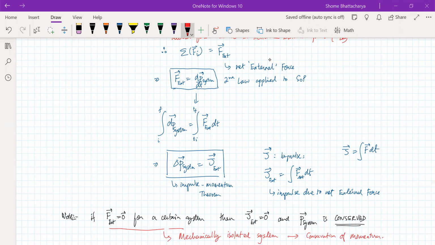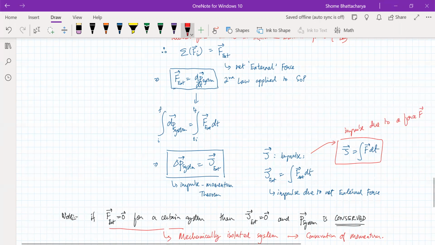Impulse is defined in this way. This is impulse due to a force. So for example, if we are talking about a constant force, then the impulse becomes force into time. But if it's a general situation where the force may be variable, then it is the integration of force over time.